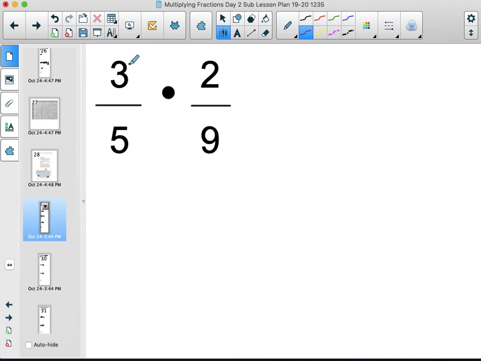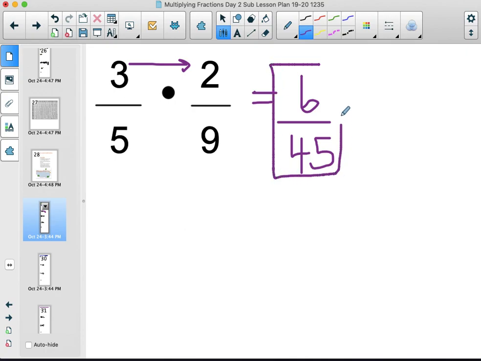Okay, so we're going to take our numerator times our numerator. 3 times 2 is 6. Here's my equal sign. And then we have 5 times 9, which is 45. Remember, you're able to use your multiplication chart at any time. And so this is the answer if I were looking for just can you multiply fractions. From here, we would work on dividing fractions.